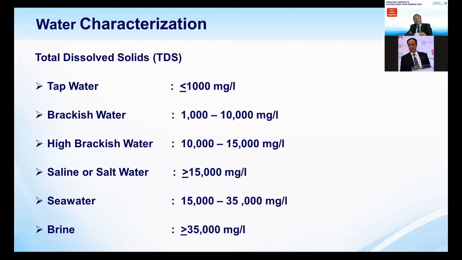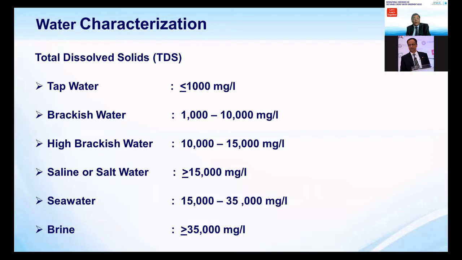Now we can characterize the water. We have the availability of water, but how can we characterize and distinguish it into various categories while we design the system, or when we talk about what type of water is available in our vicinity or in a certain area? We define that based on the total dissolved solids present in the water.